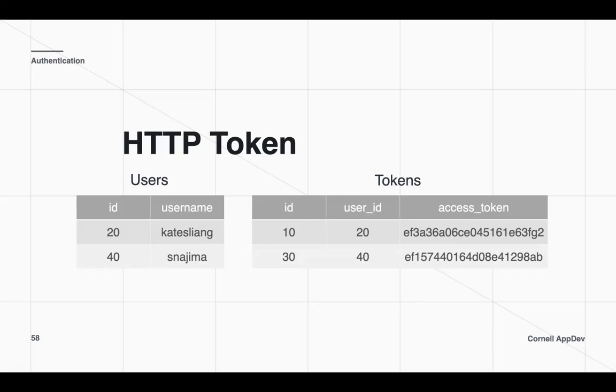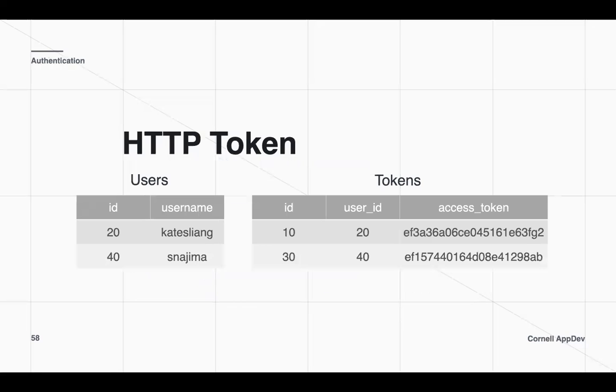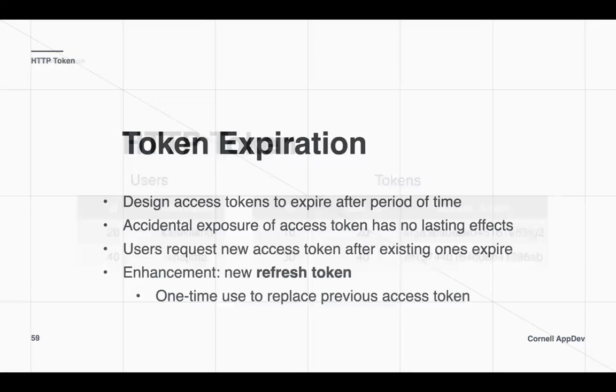So if you try to authenticate into a request with a token, the server can know what user that token belongs to. But since we're storing this in the database, we don't want this to last forever. So we really want this to expire as well. Since we store these in a database, we don't want someone to be able to catch them and then have access to your account forever. So we want to design this to expire after a period of time so that accidental exposure of your token has no permanent or lasting effects.